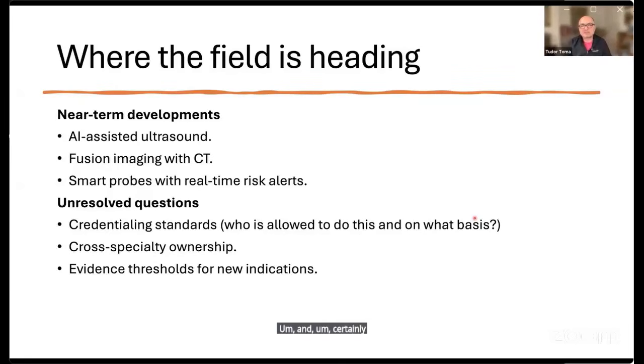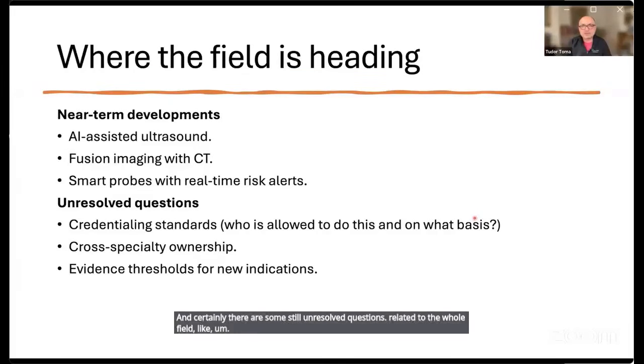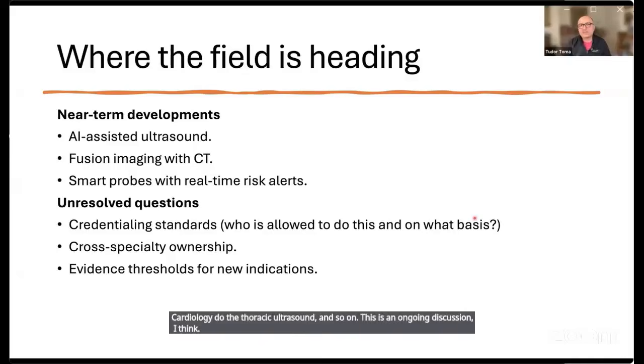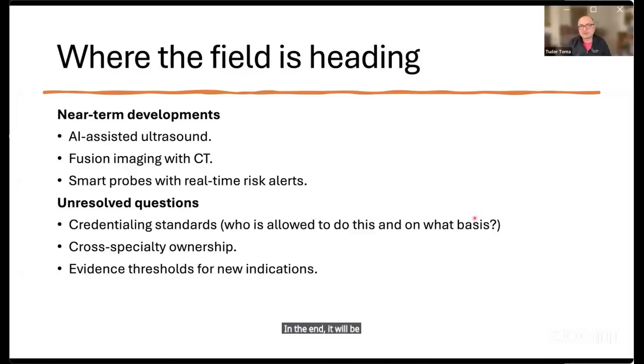Certainly there are some still unresolved questions related to the whole field, like who should be allowed to use this pocket ultrasound? Can a nurse do it? Can the cardiology do the thoracic ultrasound and so on? This is an ongoing discussion. I think in the end, it will be like the stethoscope, or if it won't be, it will be very similar to that.